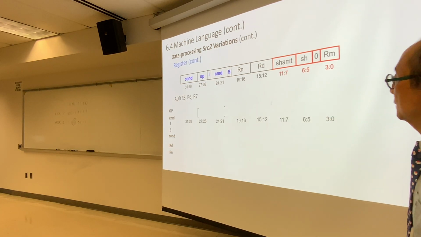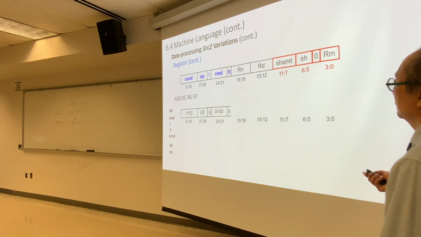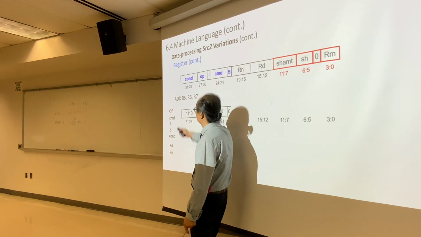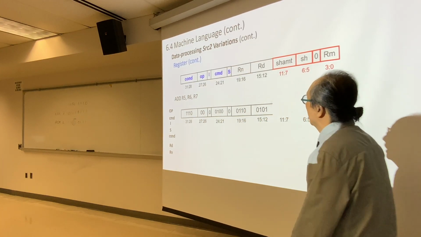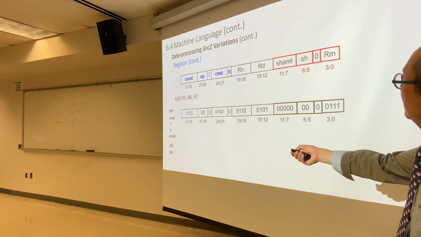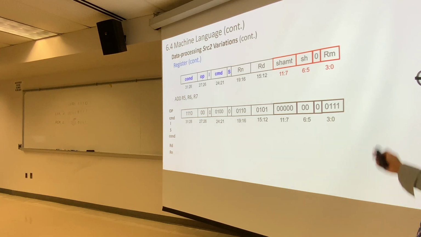So add R5, R6, R7 is simply add up. CMD is 0100, condition is 1110, R5, R6, R7, those are the RD, Rn, and then the third one is the Rm, and that's it.